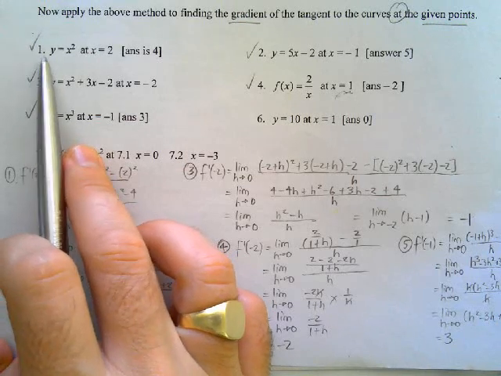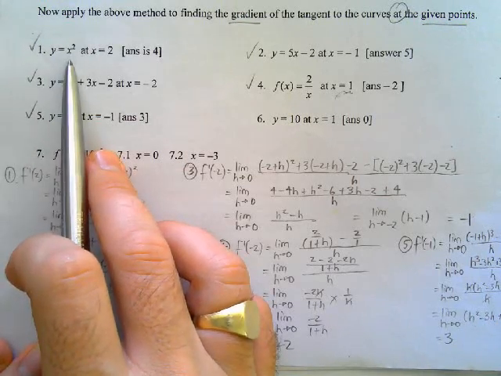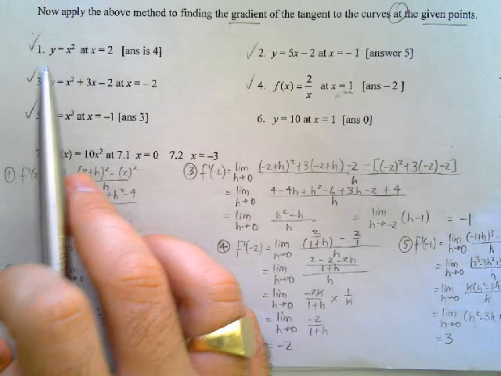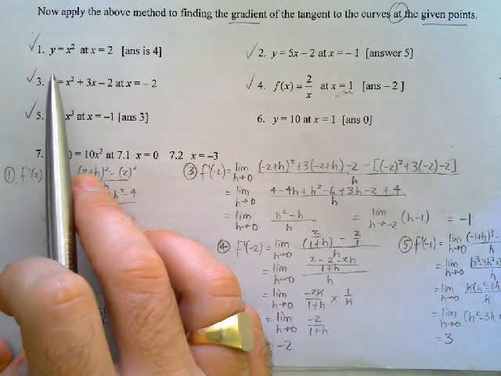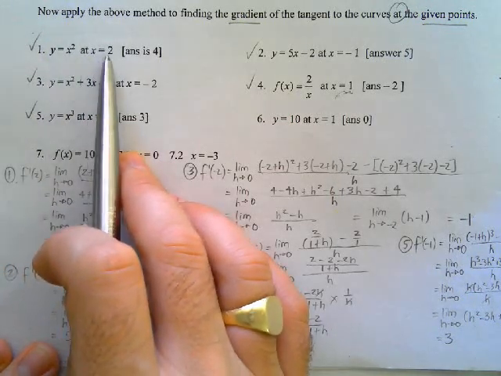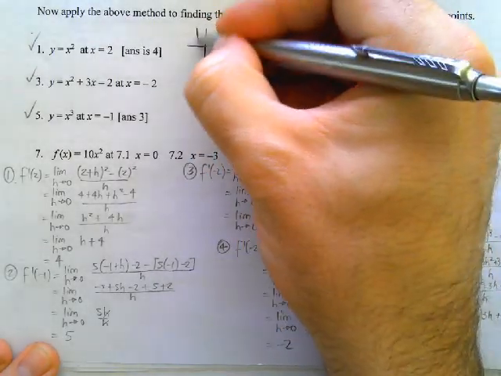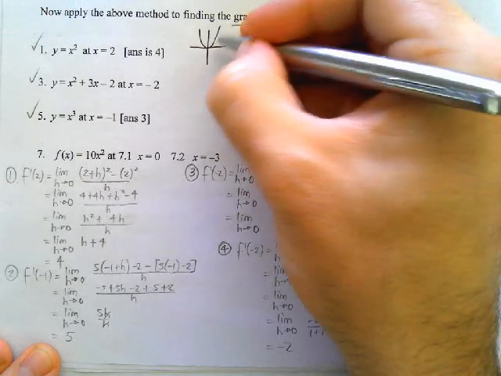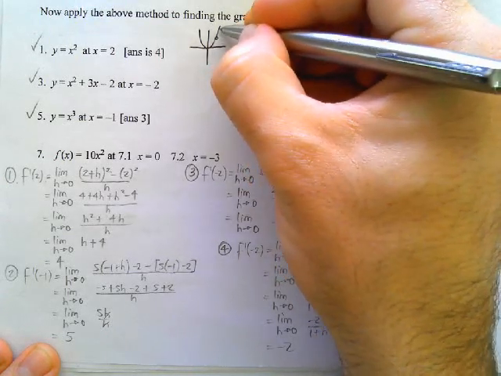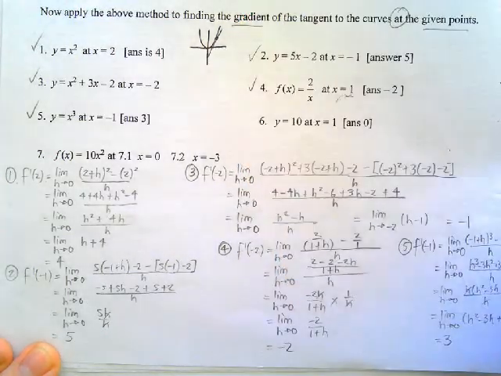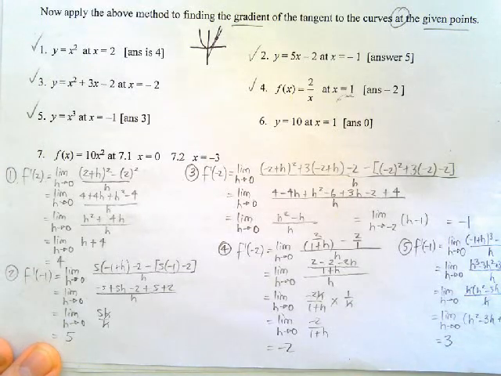So for 1, y is equal to x squared, we've got a parabola, and we want the gradient of the tangent to this parabola at 2. Okay, if you wanted to draw it, you could have your parabola there, like so, and then add the tangent at 2. What is the gradient of that line when x is 2? That's what we are after.